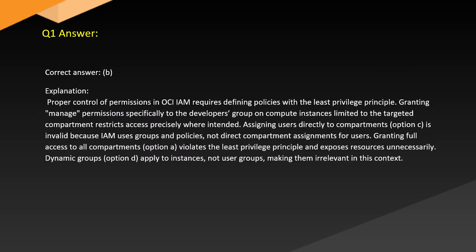Answer. Correct answer: B. Explanation. Proper control of permissions in OCI IAM requires defining policies with the least privilege principle. Granting manage permissions specifically to the developers group on compute instances limited to the targeted compartment restricts access precisely where intended.